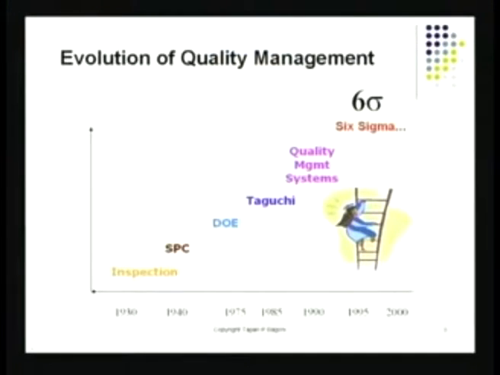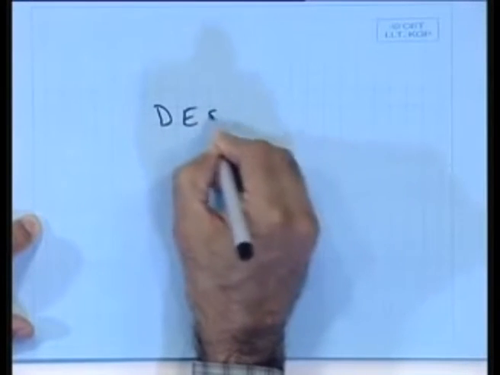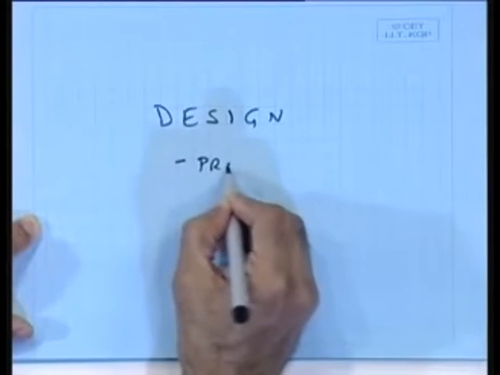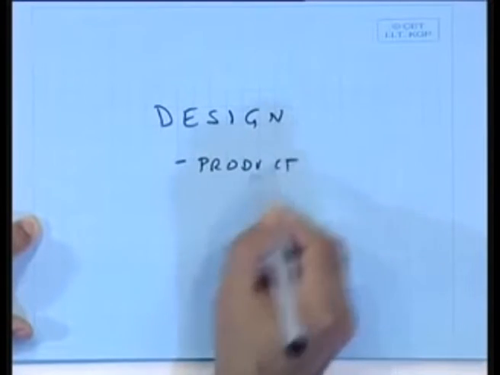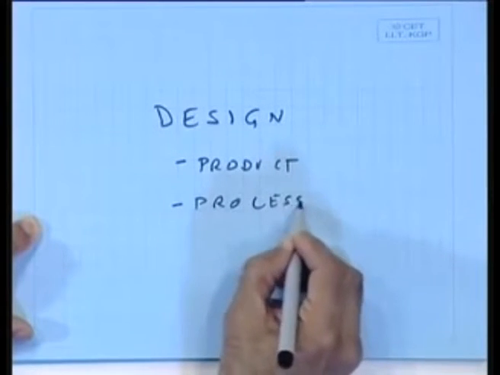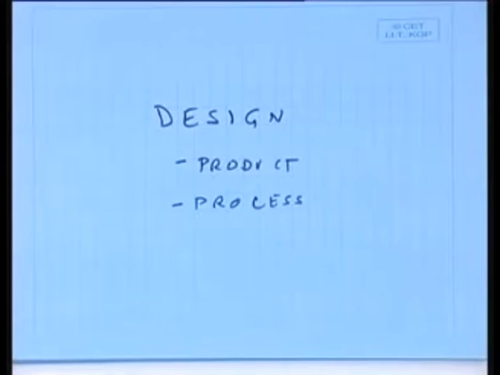The focus then shifted from being on the process. People started to worry about optimizing the design of the product or the design of the process. These two then became the target.